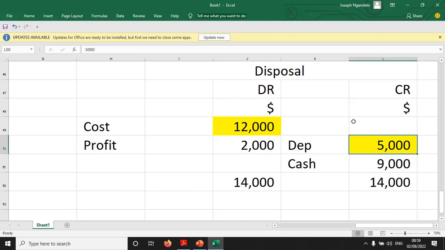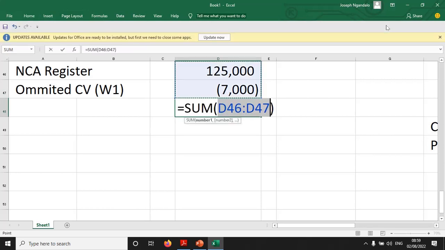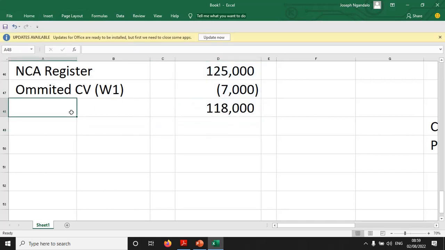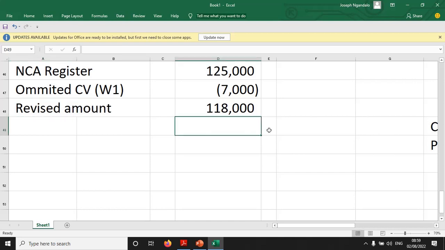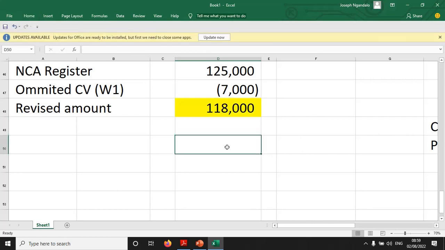12 minus 5 is how much? 7,000. It's the one that we're looking for here. Minus what? 7,000. Do you understand? And then we say revised. How much is the figure? Revised amount. Is that one of your options, Mr. Elijah? Yes. Which option is that? B. B, yes. So that's what you have.